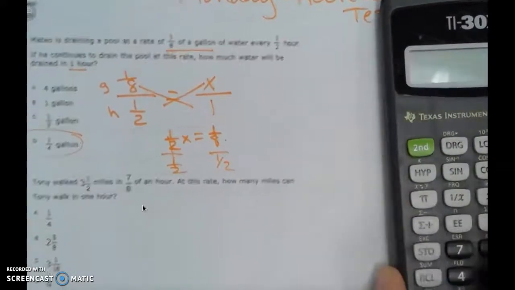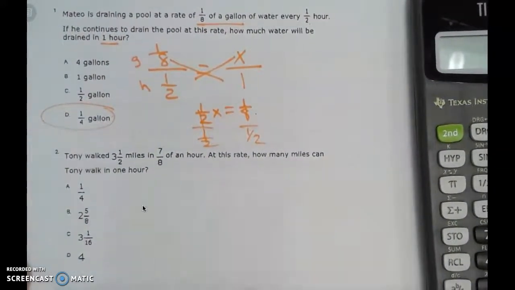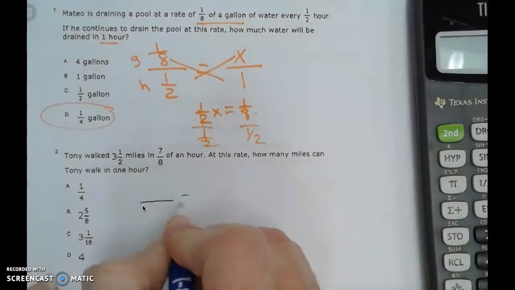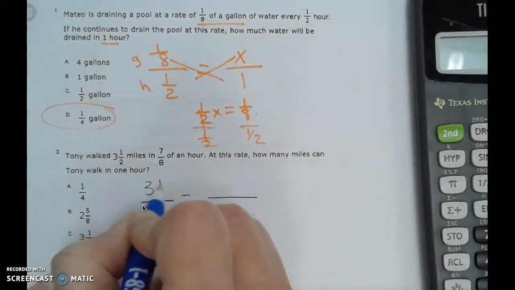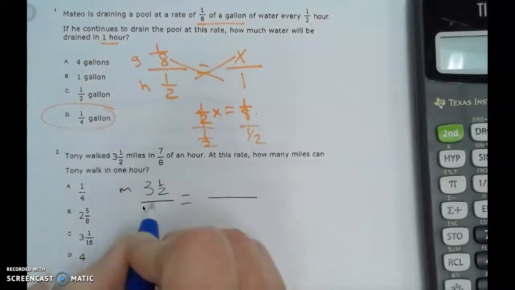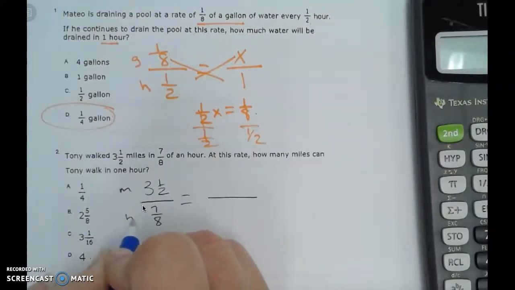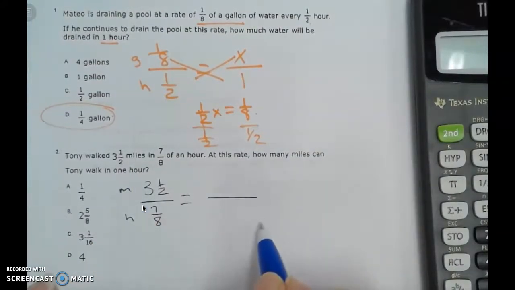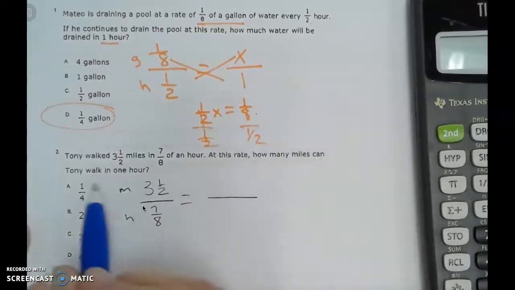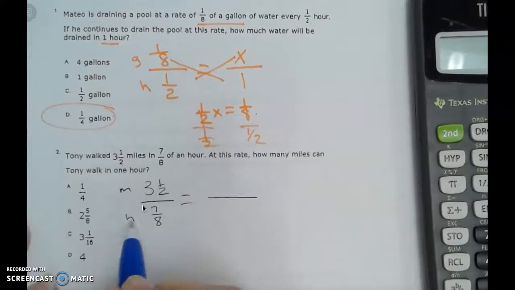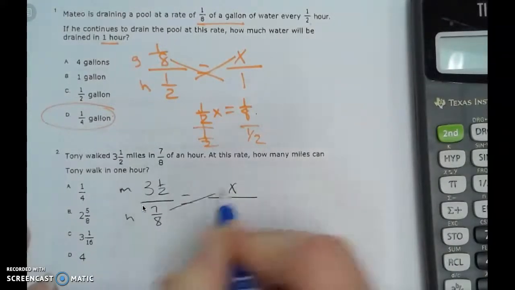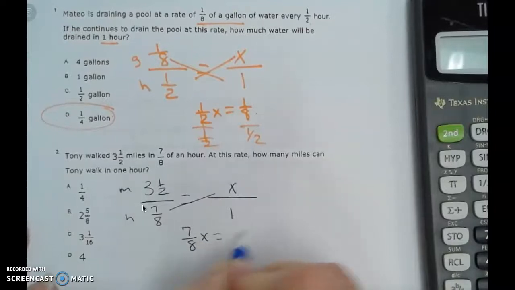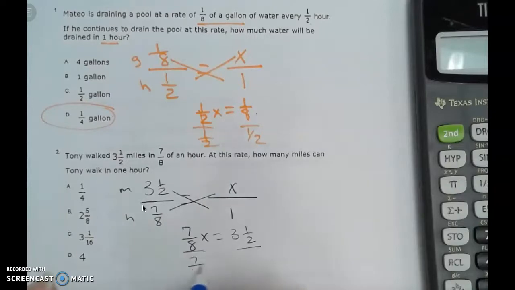So then we've got Tony walked 3.5 miles in 7/8 of an hour. At this rate, how many miles can he walk in 1 hour? So again, the 2 main things we're talking about, there's lots of different ways to do these problems. I'm just showing you what I think is the easiest. 7/8, and that's hours. So we got miles over hours. So over here, we still want miles over hours. And this says how many miles can he walk in 1 hour? So 1 hour is going to go on the bottom. So we got 7/8 x equals 1 times 3.5 is going to be 3.5. So we're going to divide both sides by 7/8.